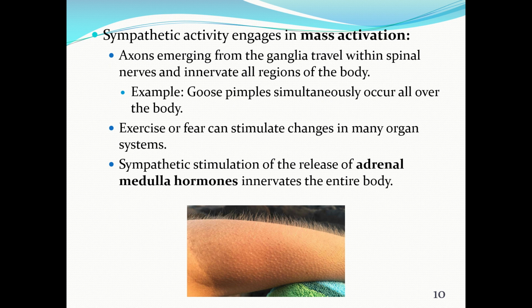So that systemic activity is called mass activation. The axons emerging from the ganglia travel within the spinal nerves and innervate all regions of the body simultaneously. And there's your goosebumps example. Exercise or fear can stimulate changes in many organ systems. And the sympathetic stimulation of the release of adrenal medulla hormones innervates the entire body.